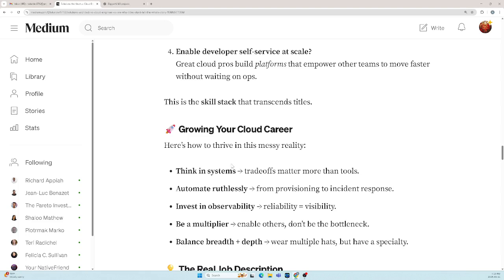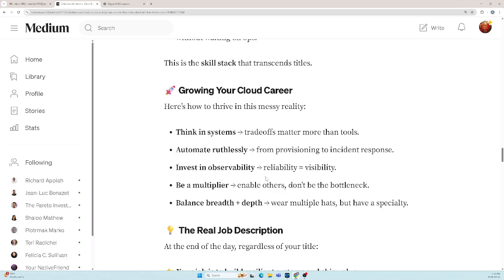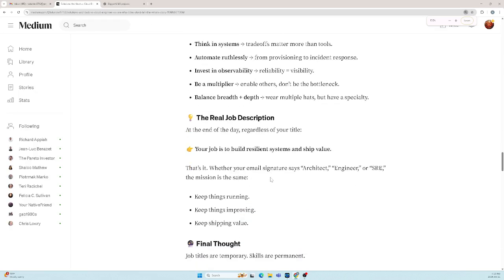Here is how to thrive in the messy reality. Think in systems. Data matters more than tools. Automate from provisioning to incident response. Invest in observability, reliability, visibility. Be a multiplier, enable others, and don't be the bottleneck. This is the high level.